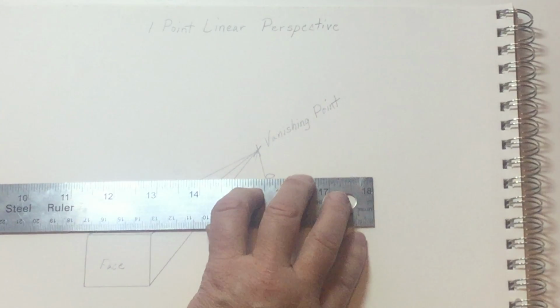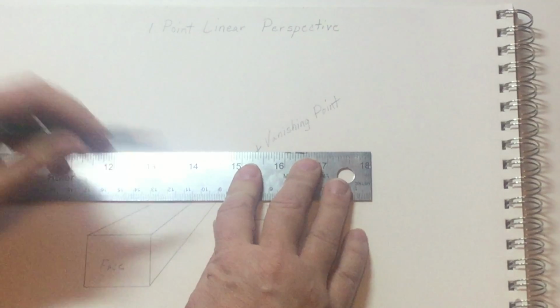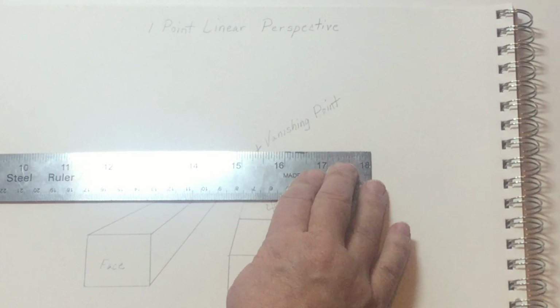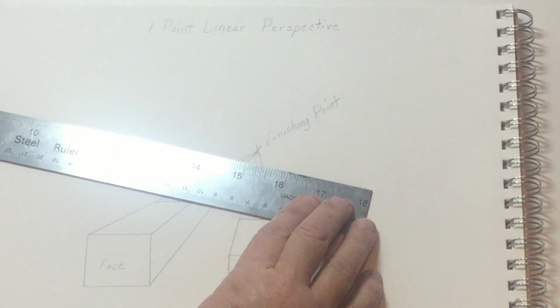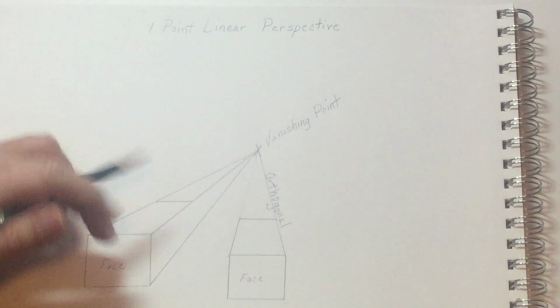And this line and this line must be parallel. And this is probably the biggest mistake that new drawers make. They twist this. They try to tilt this line. Don't let it tilt. Same thing with the front line. I'm going to look at my front face box.